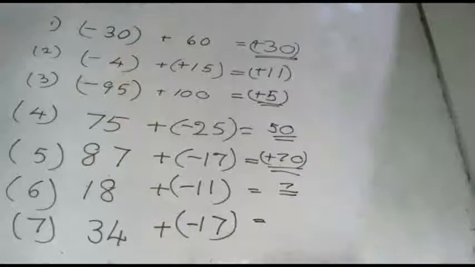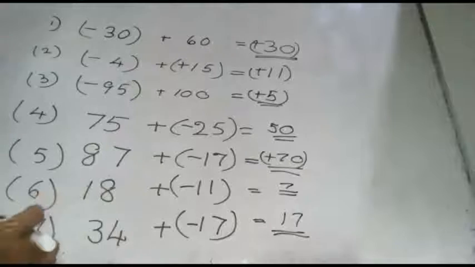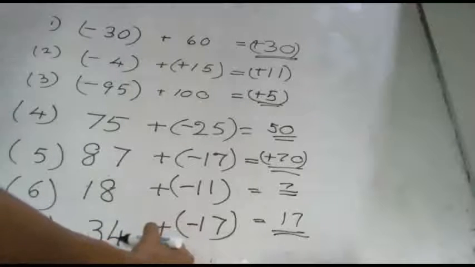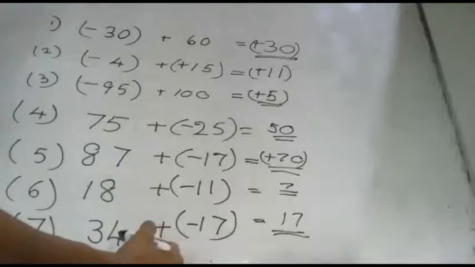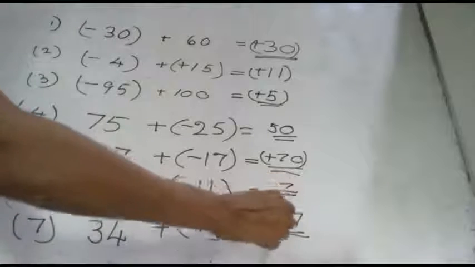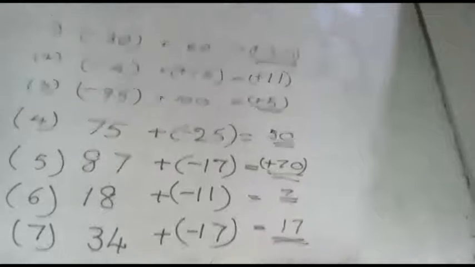Positive 34 plus negative 70. Yes, please. Positive 27. 7 subtracted from 14. We can't subtract 7 from 4. We take 1 from here. 14 subtract 7 is equal to 7. Now here 2 is remaining. 2 subtract 1 is equal to 1. Positive 17.